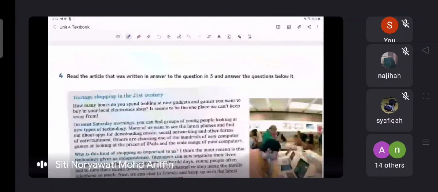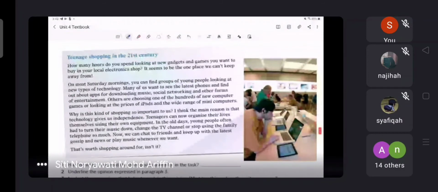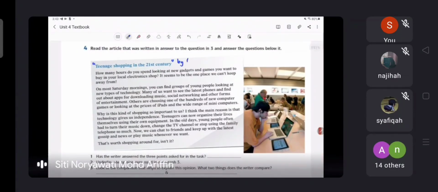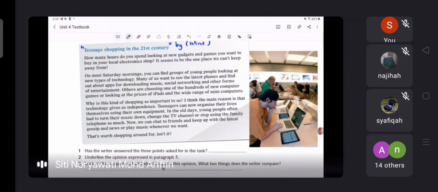Okay, moving on. Okay, ni contoh how an article should be written. Okay, so if you look at the article, so this is the title. Okay, so normally kalau according to the previous SPM format, you need to write your name. Kita follow je itu jugalah, just to be safe. Okay, so teenage shopping in the 21st century by, then you write your name. Okay, so you write your full name lah. Okay, and then how many paragraph do this article have?